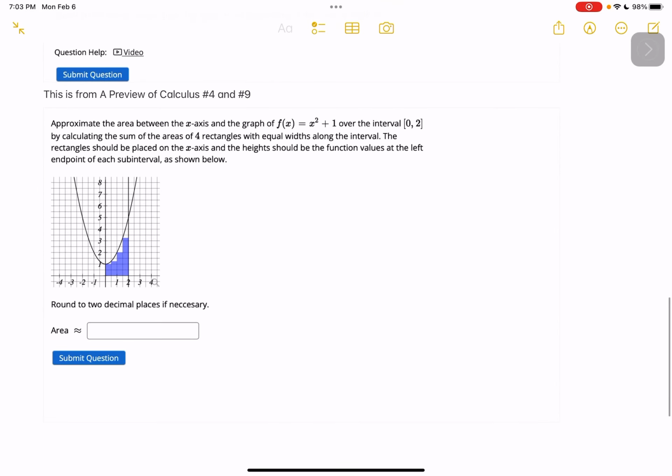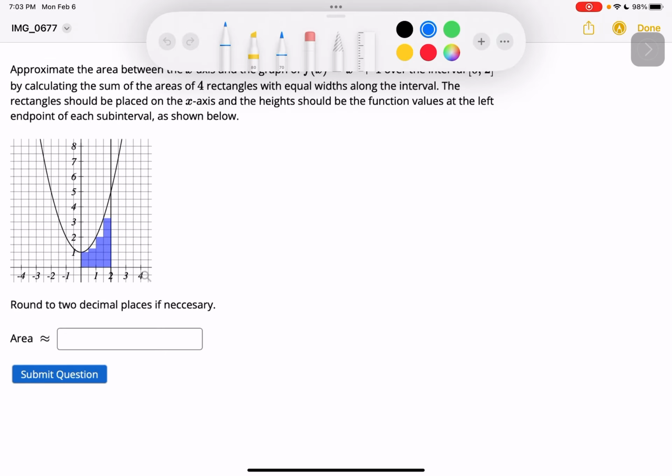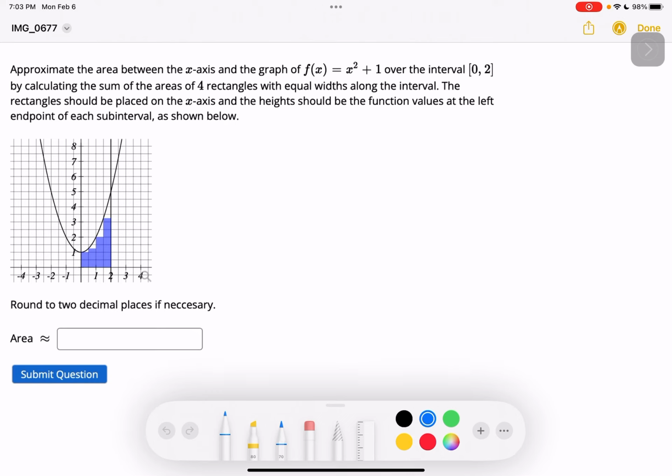Okay. The next problem, this next one down here. It says approximate the area between the x-axis and the graph of f(x) equals x squared plus 1 over the interval from 0 to 2 by calculating the sum of the areas of the four rectangles with equal widths along the interval. The rectangles should be placed on the x-axis and the height should be the function values at the left endpoints.